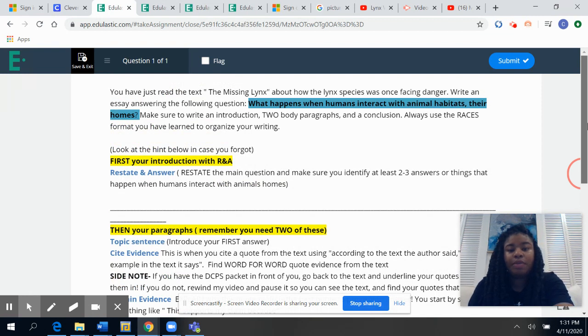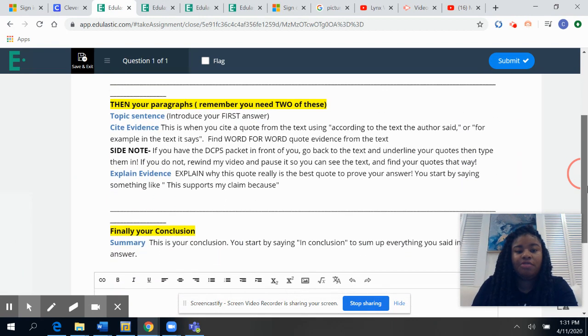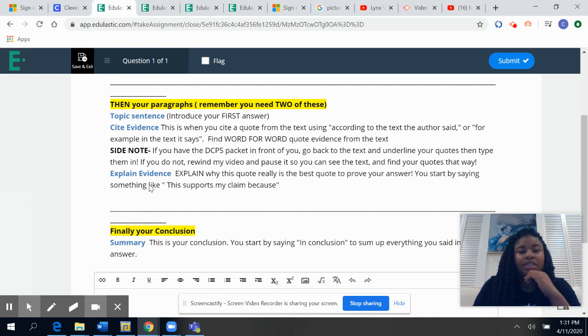Yep, it says 2 body paragraphs and a conclusion. Introduction, 2 body paragraphs, and a conclusion. Okay, so I'm going to need 2 of these that kind of look the same. 2 of these. All right.